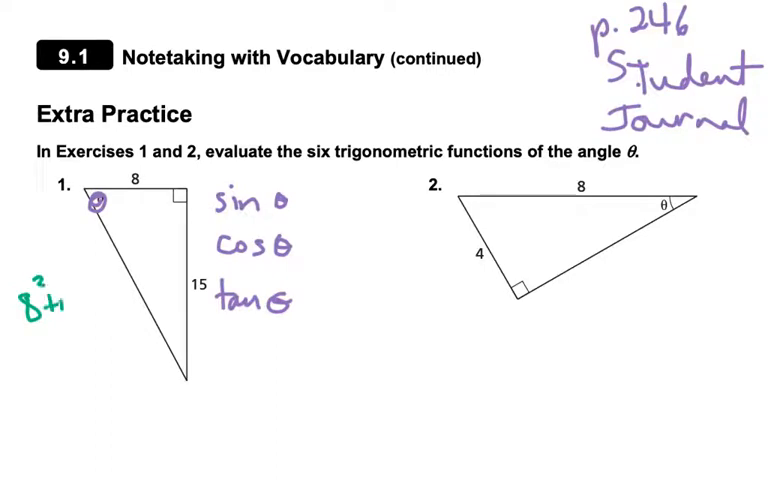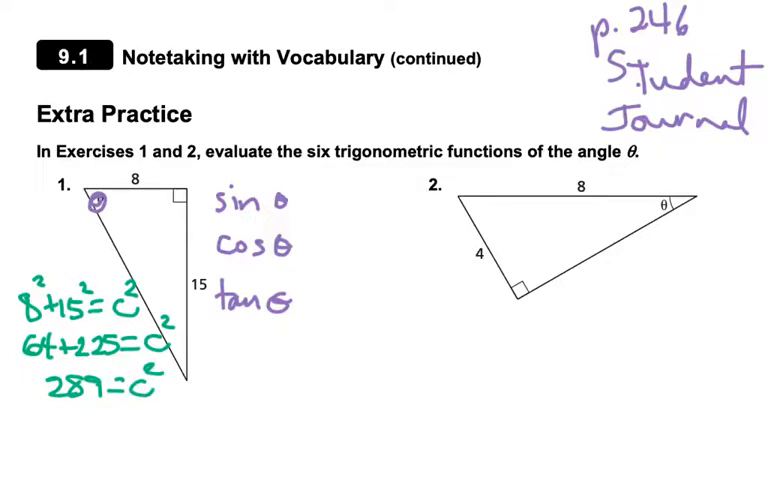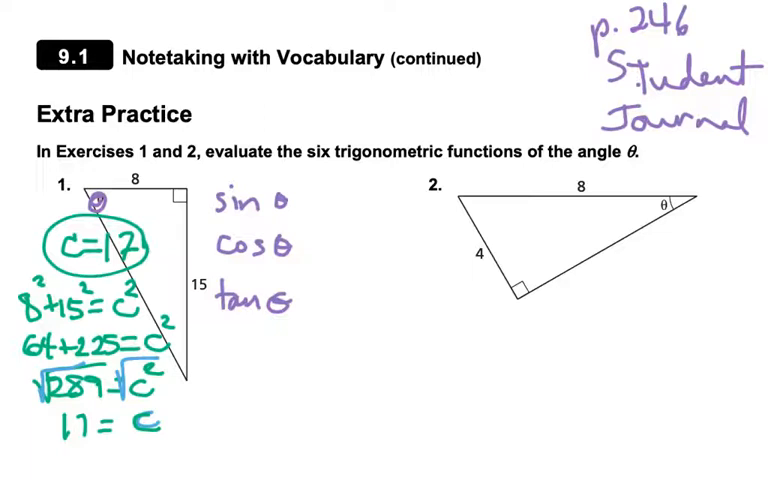So 8 squared plus 15 squared equals c squared. That's what our hypotenuse is going to be. 64 plus 225 equals c squared. 289 equals c squared. I take the square root of both sides, and I get c equals 17. So that's reasonable. The hypotenuse is always the longest side. And then I can write my ratios.